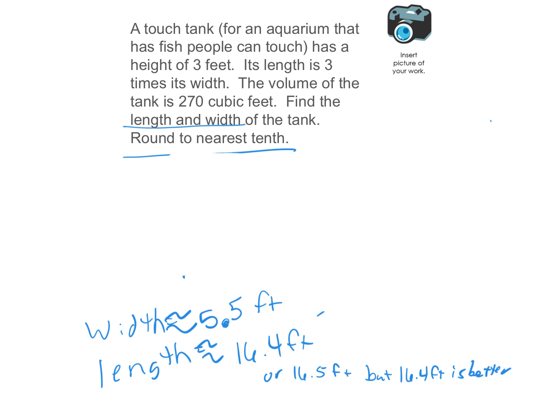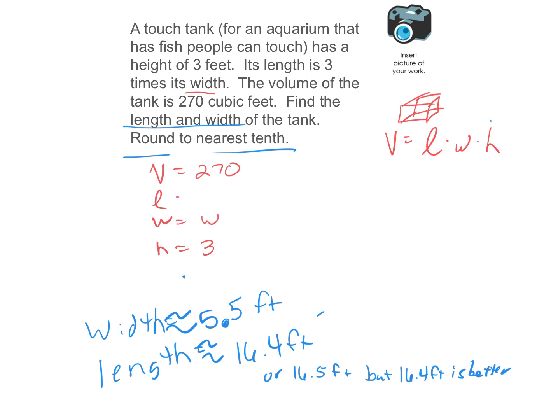Okay, so read carefully. It is a tank with length, width, and height. So it is a rectangular prism. Volume of a rectangular prism is length times width times height. So I need to know 3 of the 4. They tell me the volume. They tell me its height. They tell me the length in relationship to the width. So that means width is W because that's the only thing I know about it, and the length is 3W.